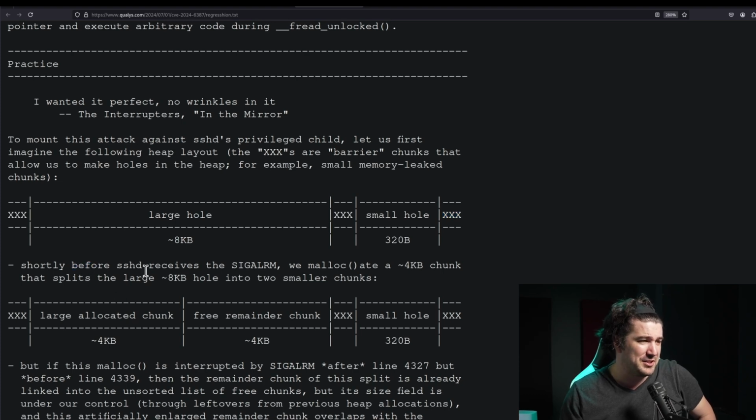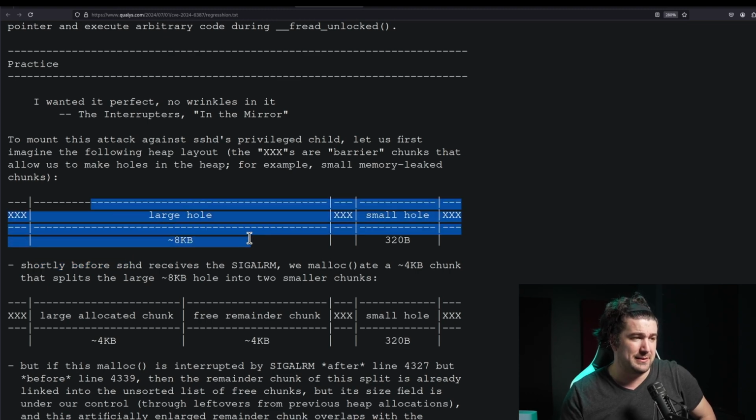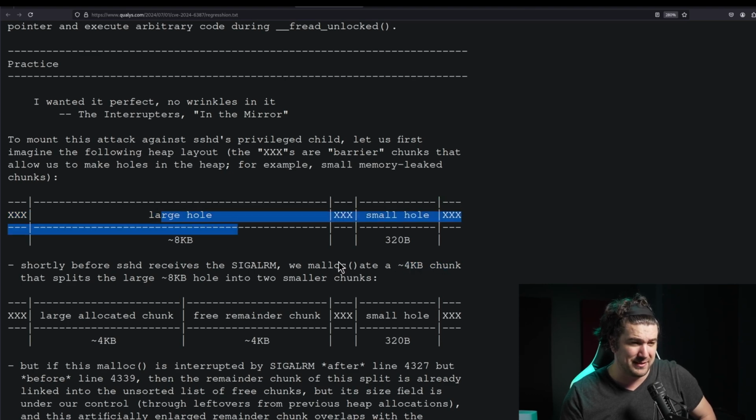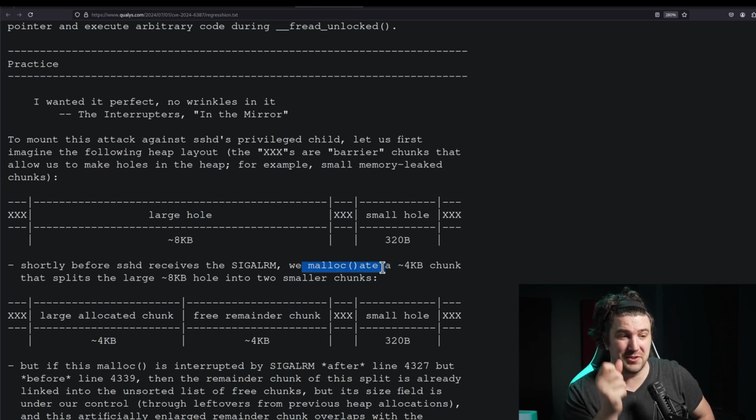Shortly before SSHD receives a SIG alarm, we mallocated a 4 kilobyte chunk that splits the large 8 KB hole into small. Okay, so they're splitting this larger hole into a smaller chunk, a 4 kilobyte chunk. So they're just splitting this in half. They state these things so simply.